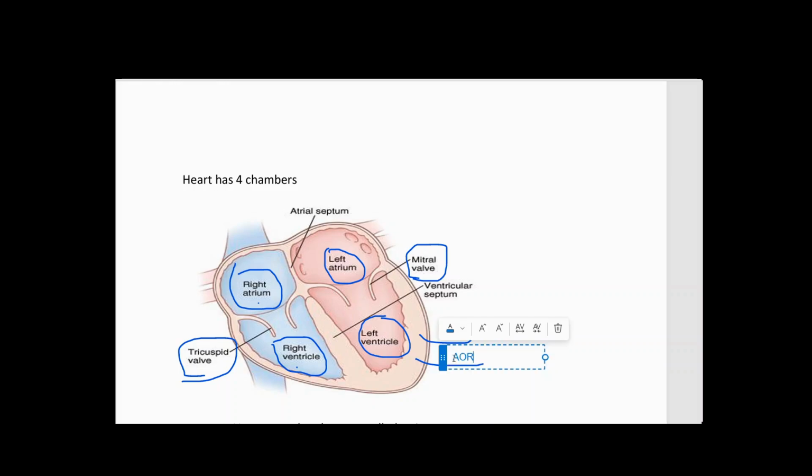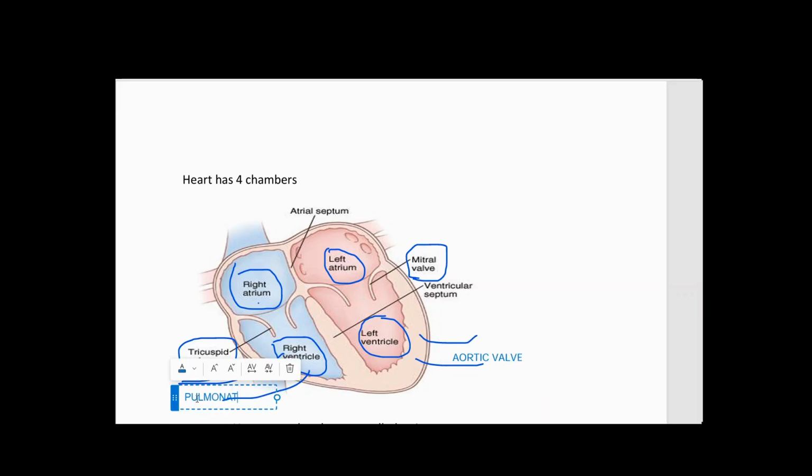Aortic valve. Between the right ventricle and pulmonary artery, there is a valve present. That valve is called the pulmonary valve.